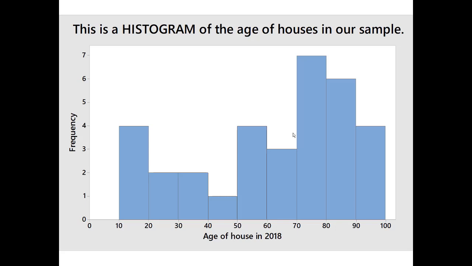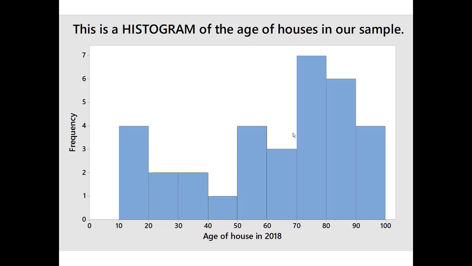Here we have a histogram. It is not a bar chart. A bar chart is something else. It looks kind of like a bar chart, but do not call it a bar chart. It is a histogram. And this is actually an absolute frequency histogram. And I used Minitab, a software package, to make this, using the data that you have on your data sheet. So this is a histogram of the age of houses that are in our sample.